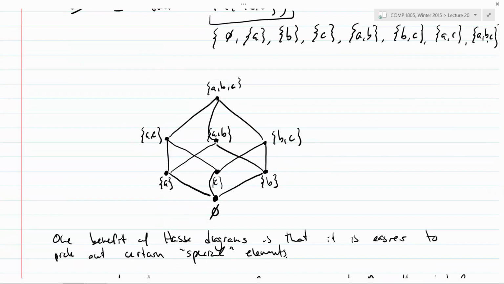In the power set example, is there a least element? Yes, the empty set. Is there a greatest element? Yes, ABC. So really what you do is you look at all the minimal elements, all the maximal elements, and if there's only one minimal, then there's a least. If there's only one maximal, then there's a greatest.